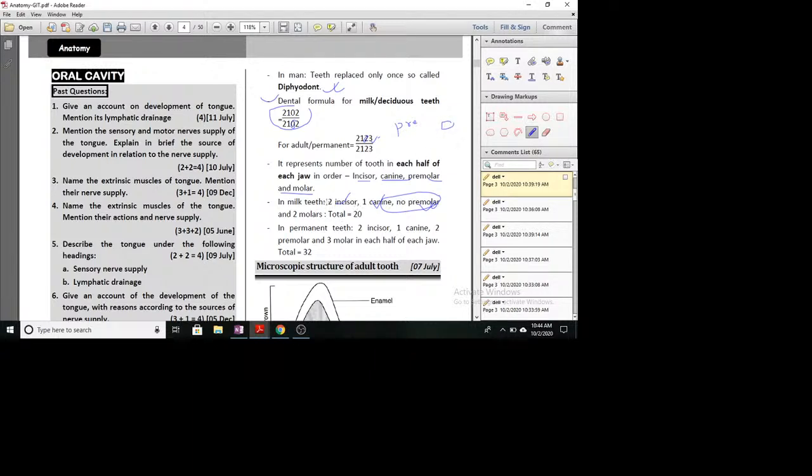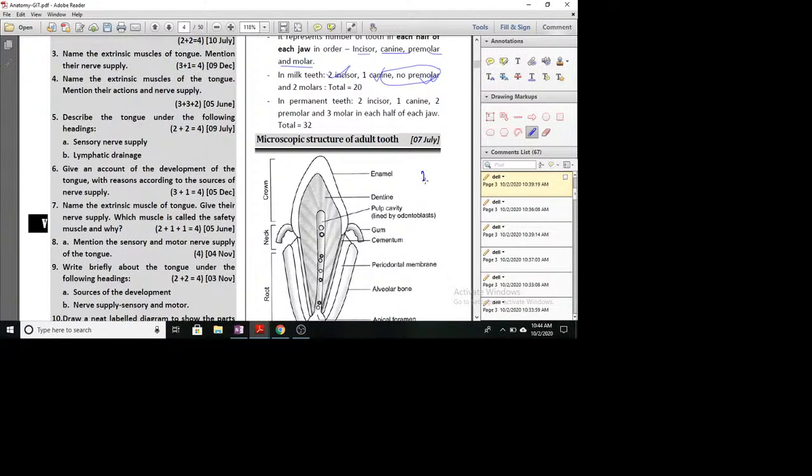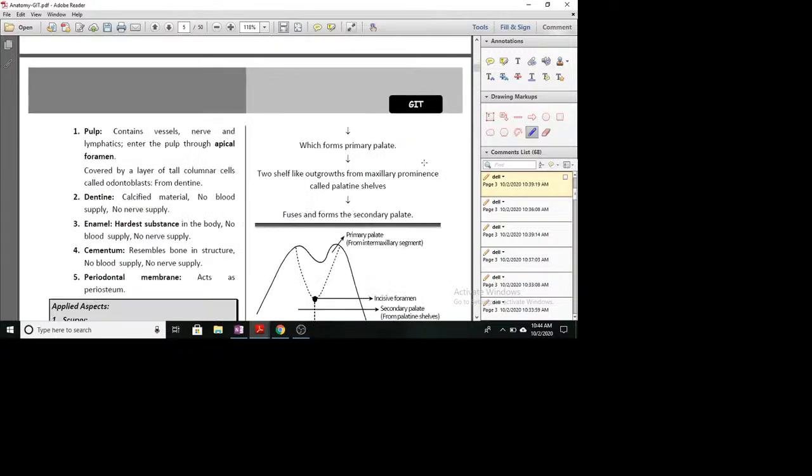Okay, there's 20. So in milk teeth there are 2 incisors and 1 canine in each quarter of the oral cavity. 1 canine. Getting it? Yes. 2 molars. No premolars. But in case of adult, there are 2 incisors, 1 canine, 2 premolars, and 3 molars. So in an adult there are 32 teeth, and in children there are 20 teeth. That's all. Nothing new in it.